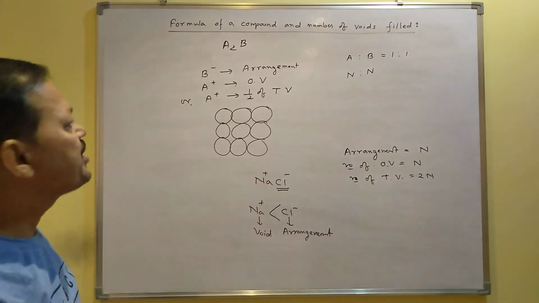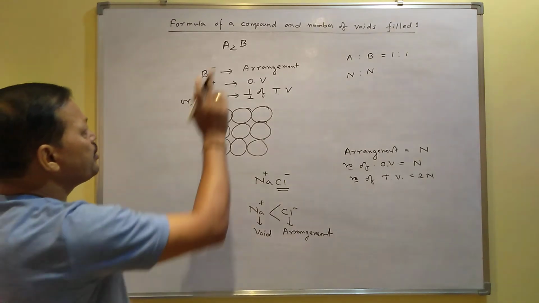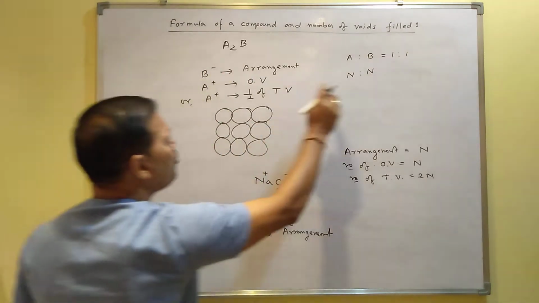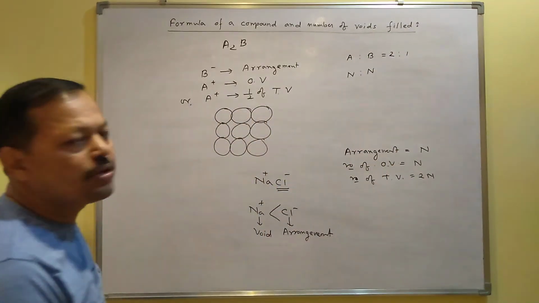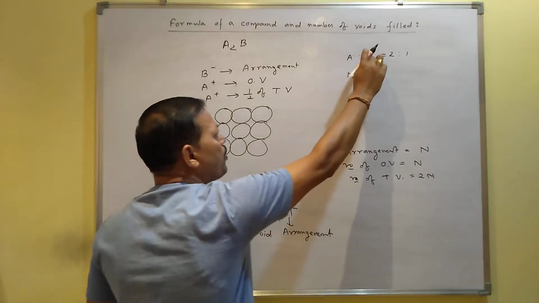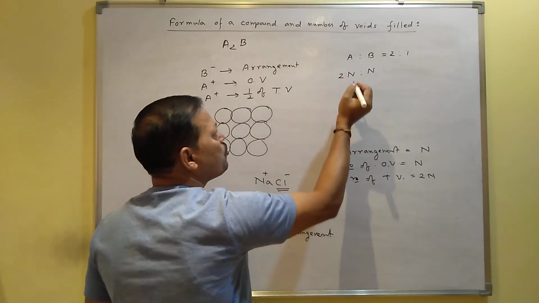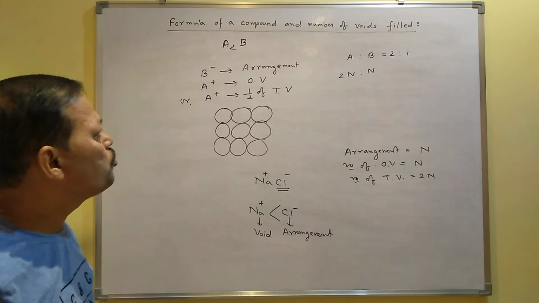Suppose the formula is like this, A2B. Here the ratio of A and B is 2:1. Since the ratio is 2:1, if the number of particles of B is n, A must be twice n, then you will get the ratio 2:1.